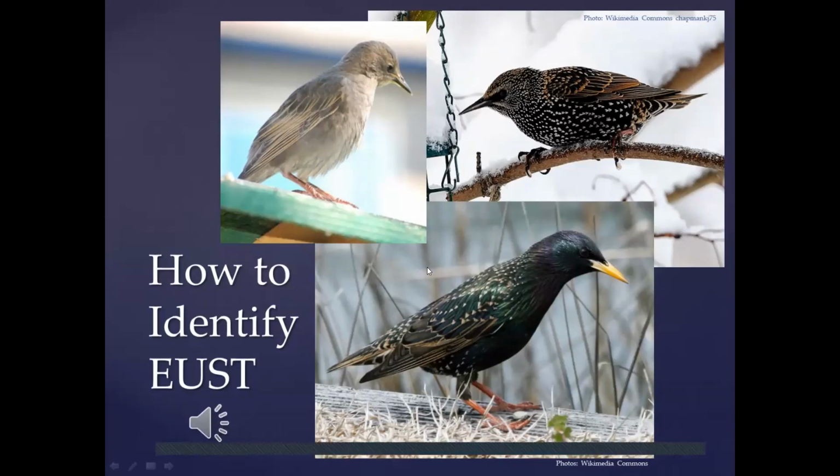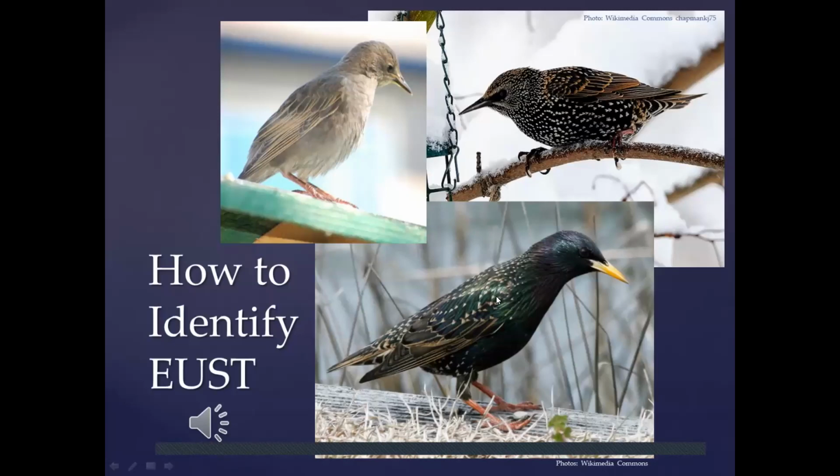Now, as far as what they look like, these are all starlings here. So this is a juvenile that's just fledged. So you see this bird is all brown. It's got a brown beak. But one thing you'll notice that all three of these have in common is the legs. Now the lighting on this one isn't great, but this has pink legs. This has pink legs. And this one has pink legs.